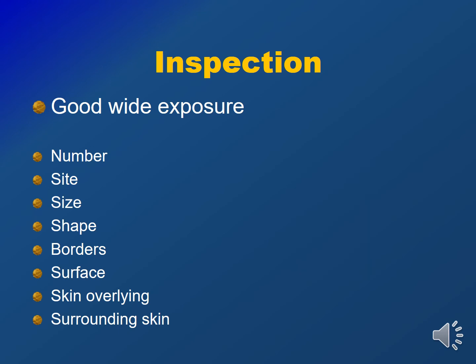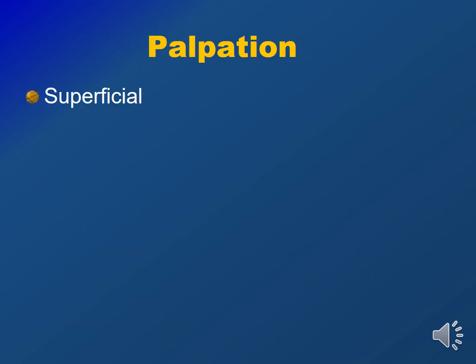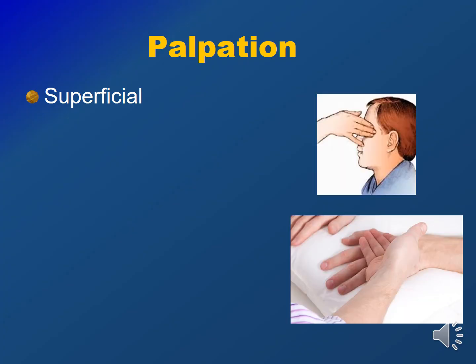We repeat again the items of inspection: good wide exposure, and then comment about number, site, size, shape, borders, surface, skin overlying, and surrounding skin. Then we will shift to palpation of that swelling, starting with superficial palpation, which is done by gentle manipulation of a superficial part of the swelling to get the confidence of the patient, see if there is any tenderness overlying that swelling, and then we will check the temperature of the overlying skin of the swelling by the back of our hands.